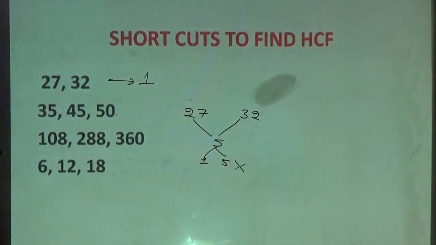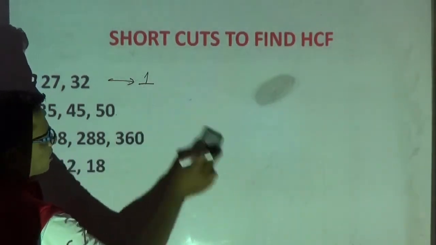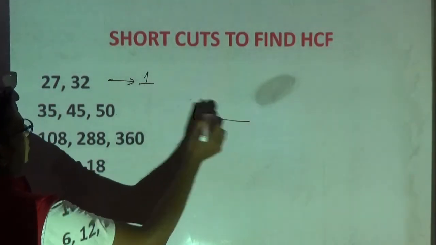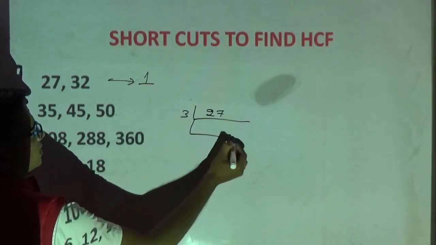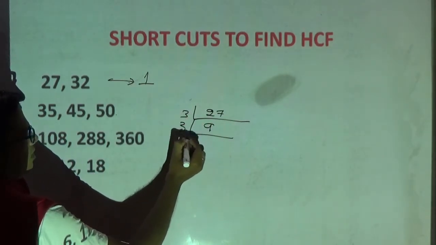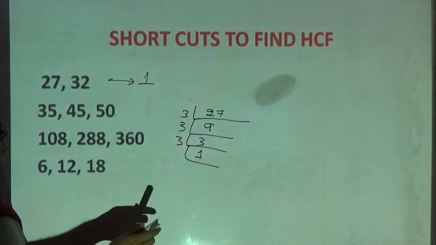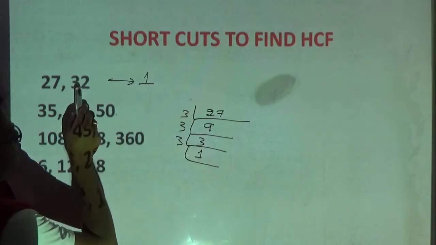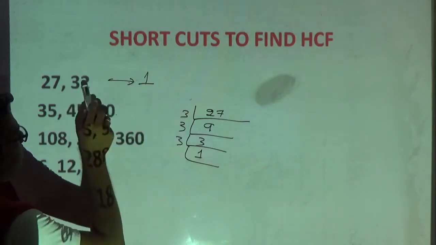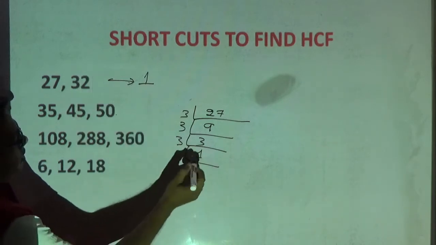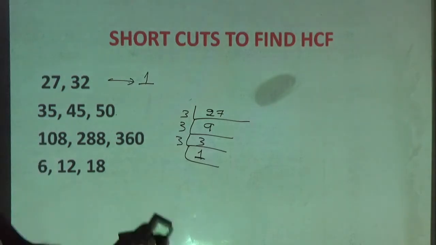Hope you have understood this example. So another method. Among these two, which is the smallest number? 27. List out the factors here. 3 nines, 3 threes, 27 is 27 times 1. Can you divide by 3? No, because 32 is not divisible. Can you divide by 9? No. Can you divide by 27? No. So therefore, what is the highest common factor? 1. Hope you understood.